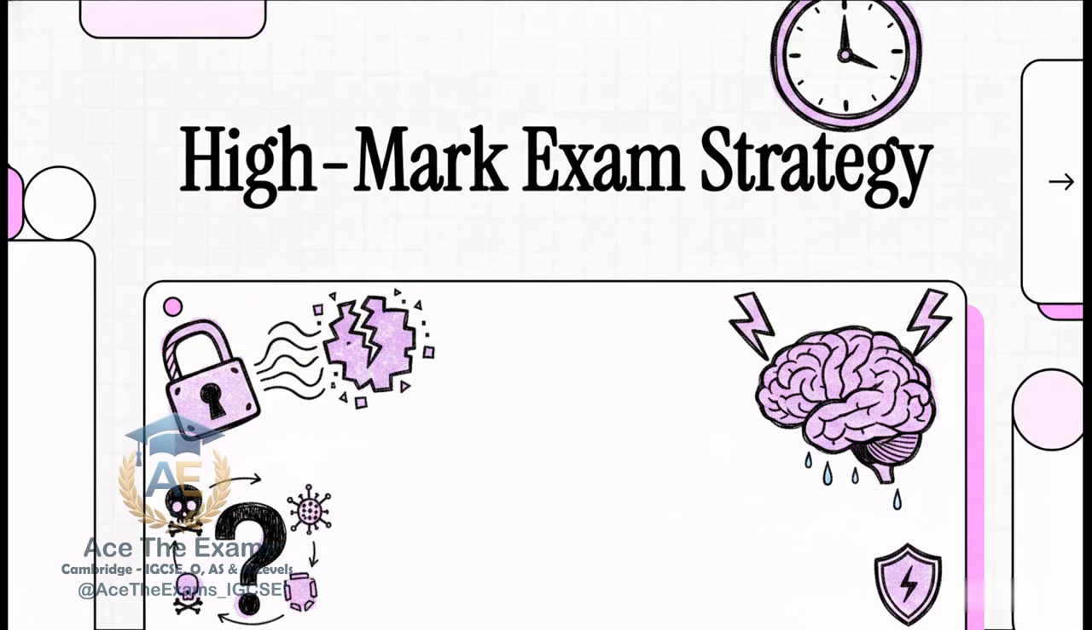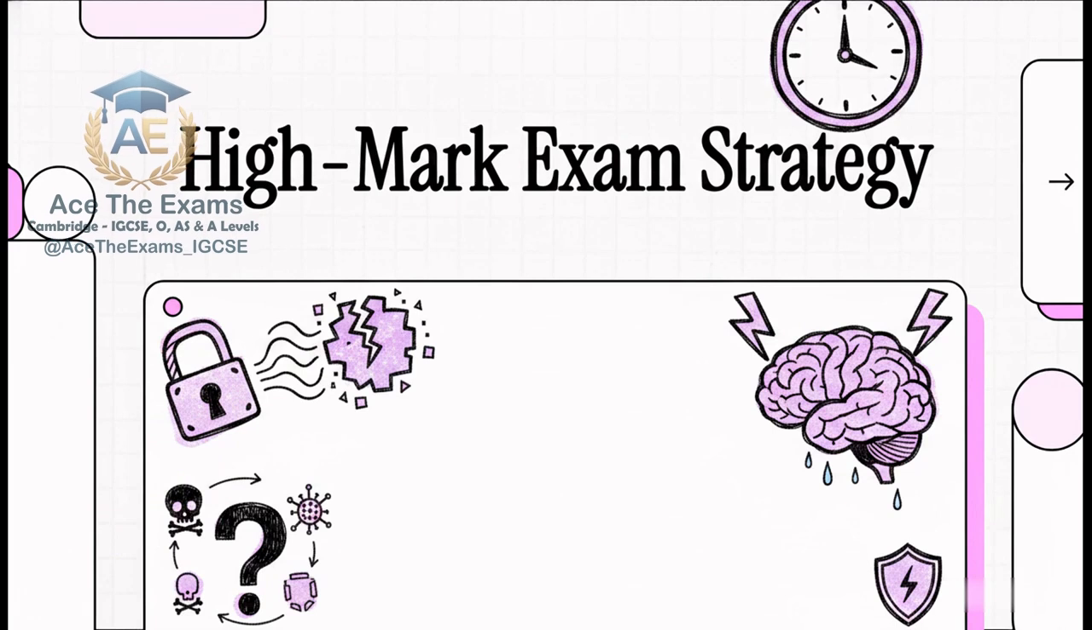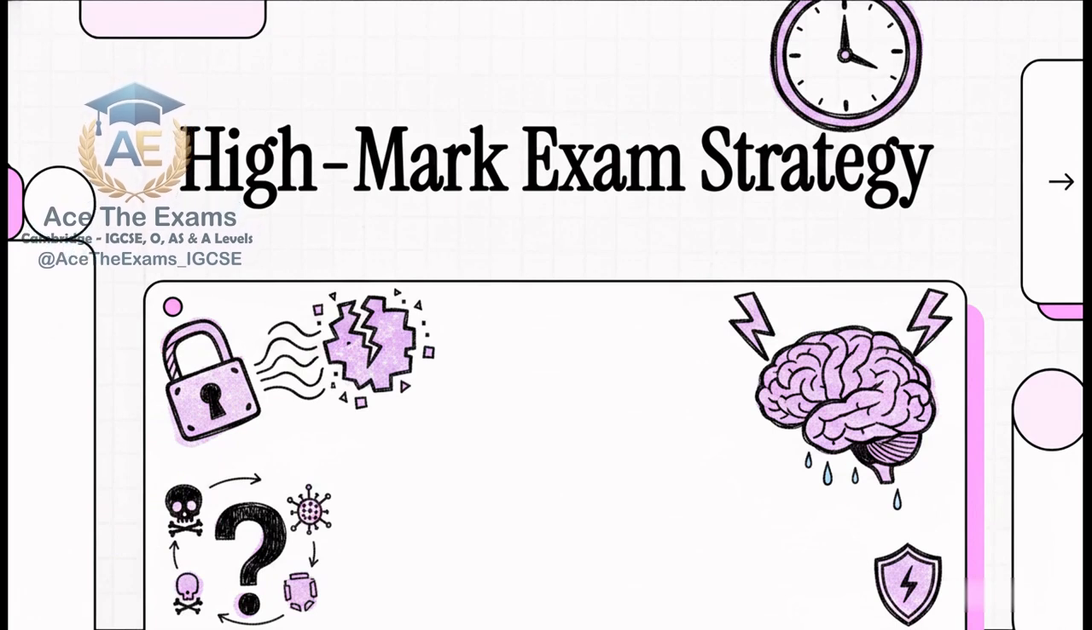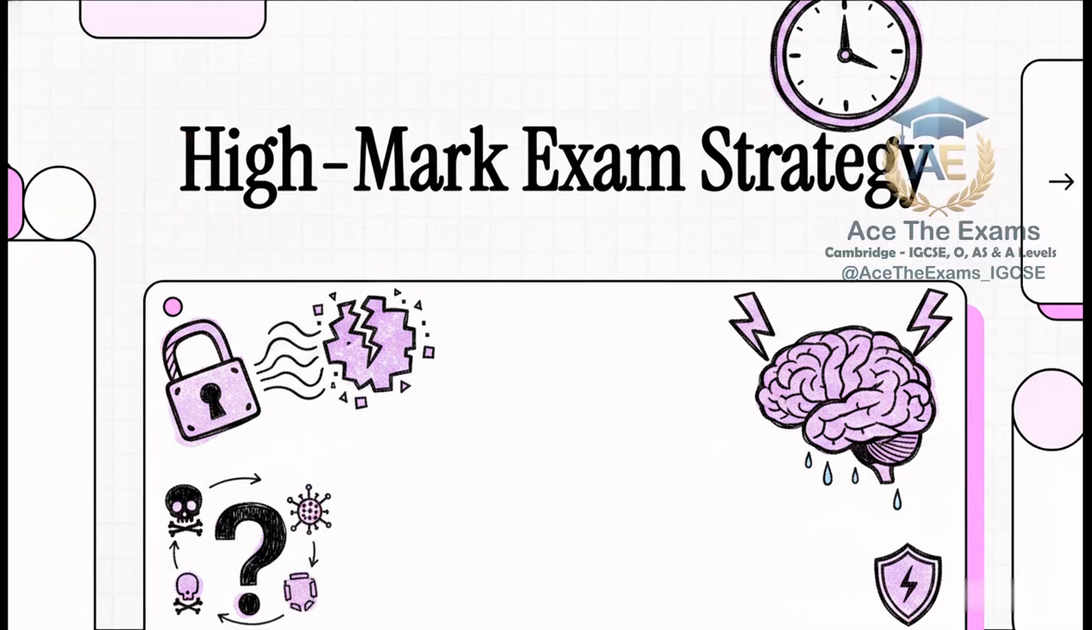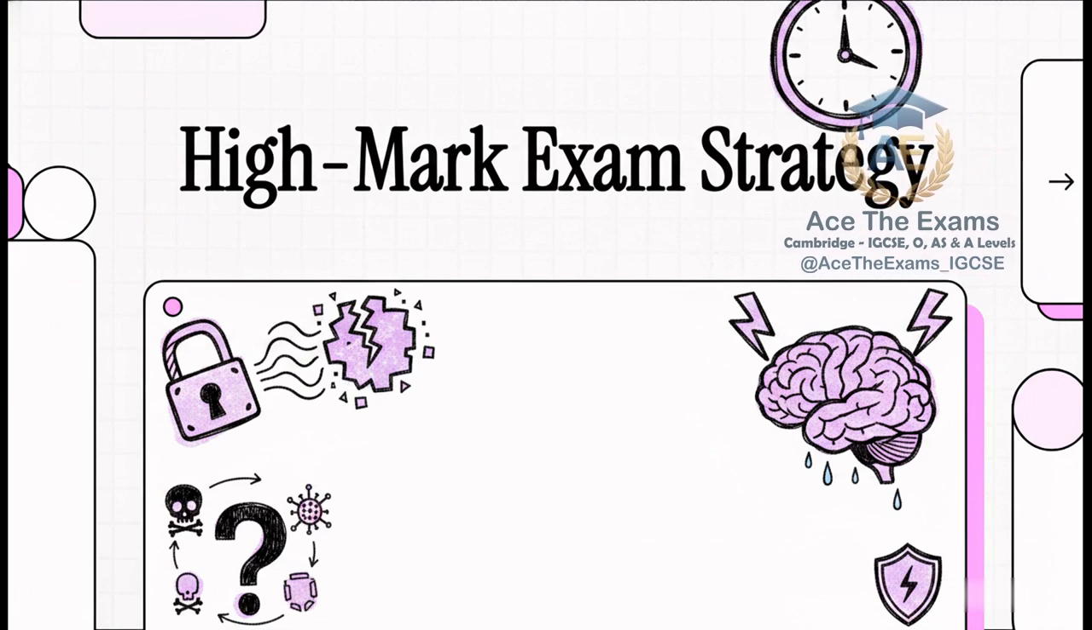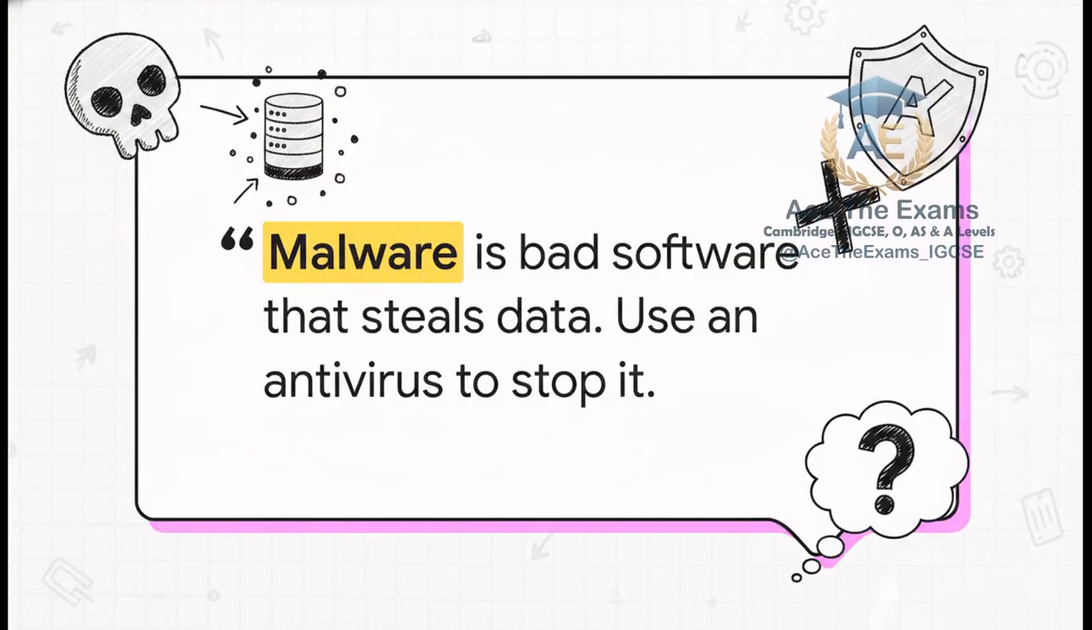You're sitting in your Cambridge IGCSE computer science exam. The clock is ticking down, the pressure is literally on, and you're staring blankly at a question about internet risks. Well, let's run an immediate, high-stakes pressure test right now to see exactly how easily your marks are about to be lost. Take a look at the student exam answer.